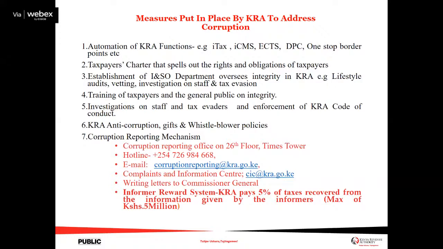And we also have an informer reward system. So KRA will pay 5% of taxes recovered from the information given by the informers, up to a maximum of 5 million.